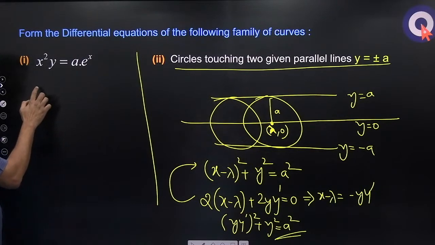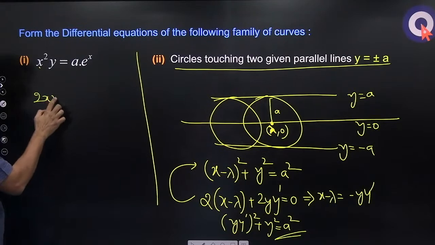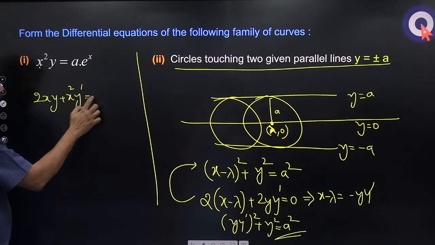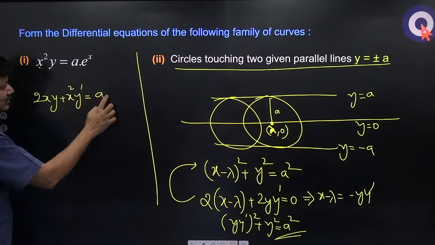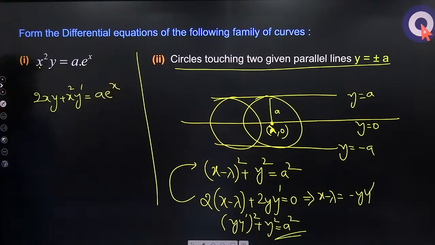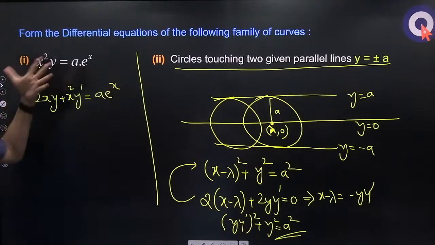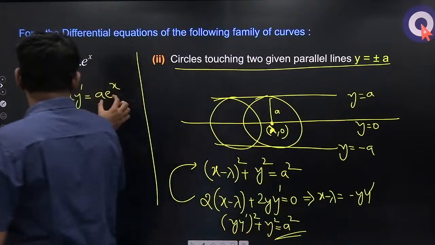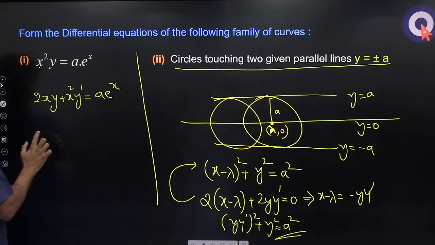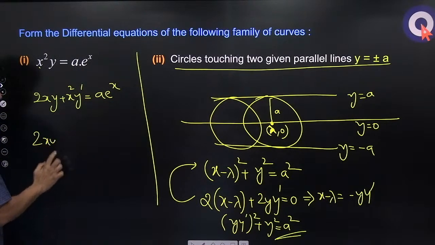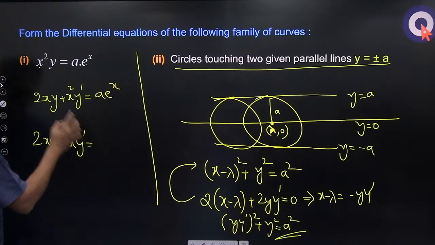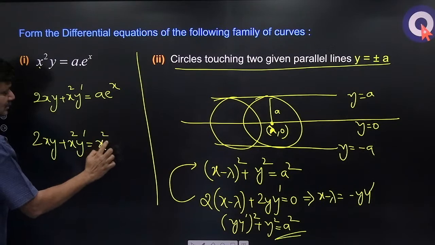इसका derivative क्या आएगा? UV rule से differentiate करो. 2xy plus x square y dash is equal to a e power x, its derivative is a e power x itself. So my target is to remove a. That means a e power x value you can happily substitute it here. So what is the differential equation which you will get? 2xy plus x square y dash is equal to x square y.